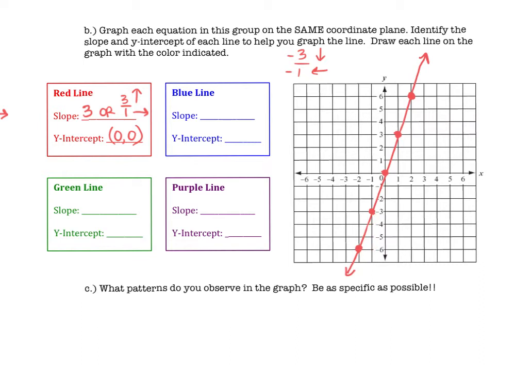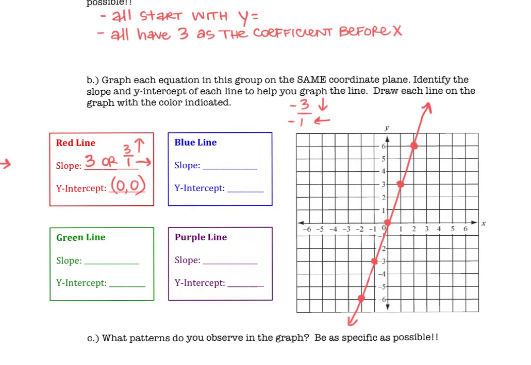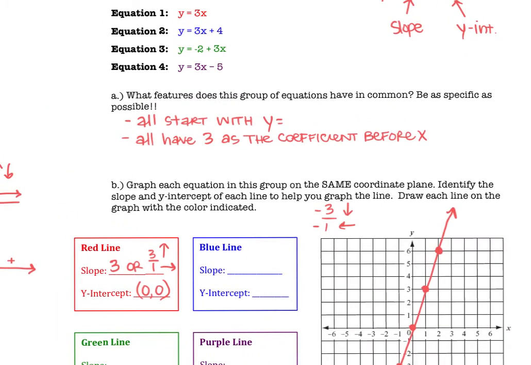You can leave them there or erase them, whatever's better for you. All right, so there's the red line. Now I'm going to switch to blue ink and graph equation 2. For equation 2, the slope is also 3, or 3 over 1, because that is the coefficient of x, the number before x. And this time the y-intercept is (0, 4). So I'm going to put (0, 4), and remember you count your slope from that point.